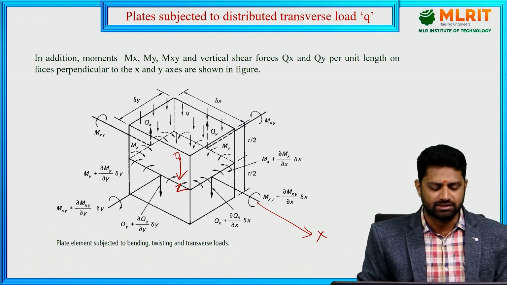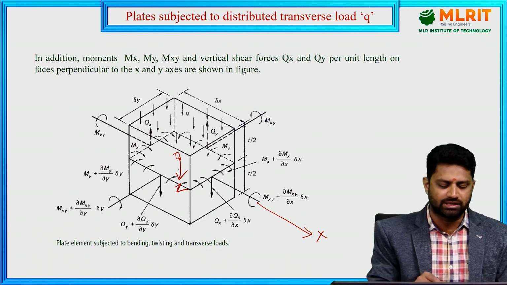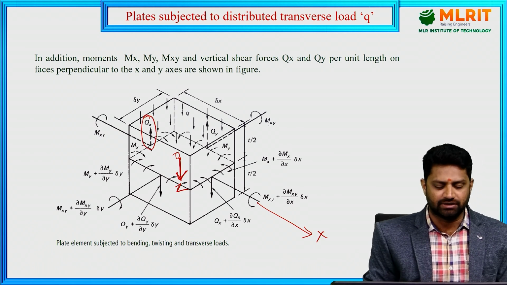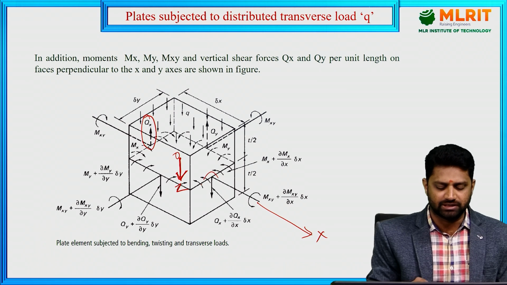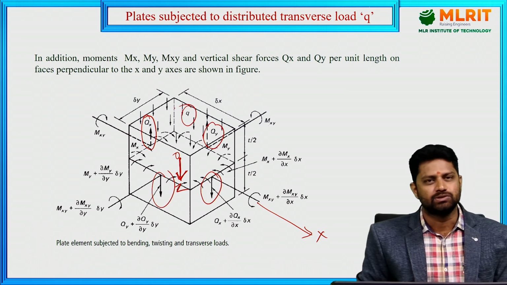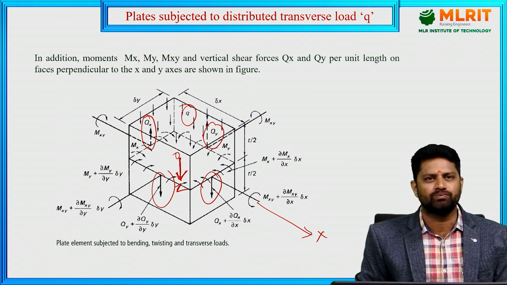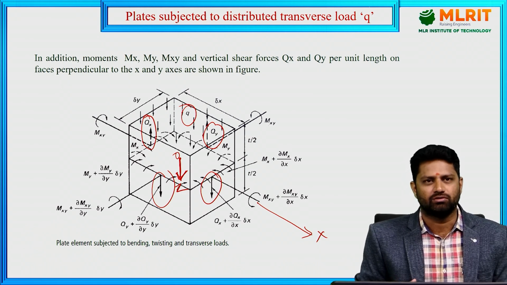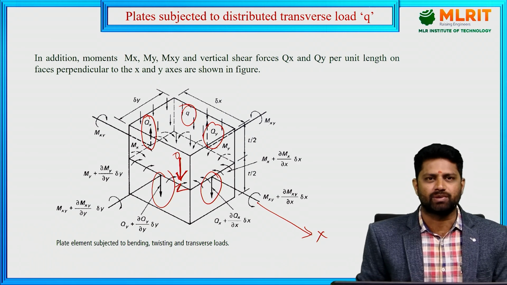Now when you consider the equilibrium of the plate parallel to OZ axis, that is the downward direction, first we can see clearly the shear forces that will come: Qx with its increment, and Qy with its increment, and this Q is there. So these are all the forces which are parallel to OZ axis. The rest are either parallel to X axis or parallel to Y axis. Only these forces are parallel to Z axis.